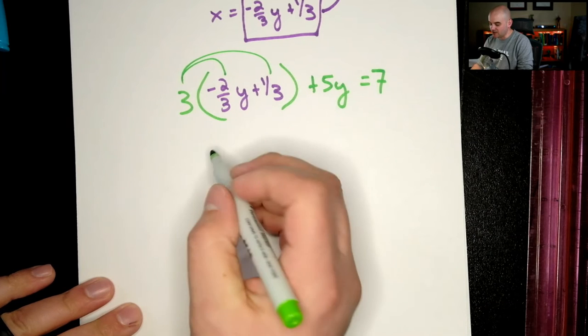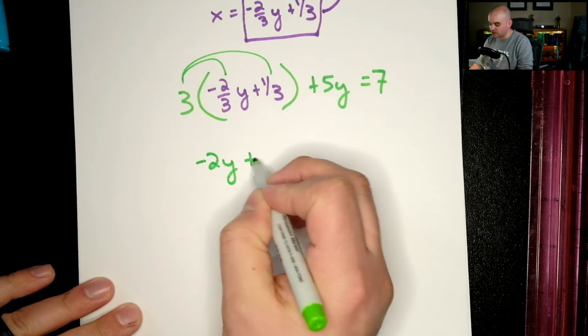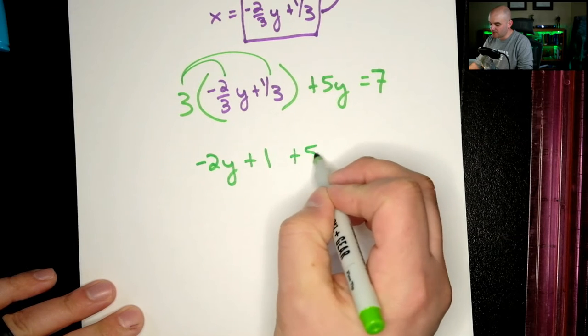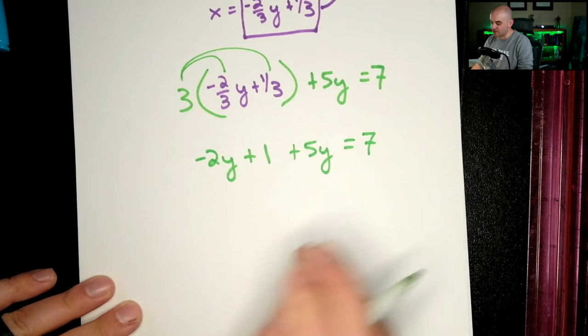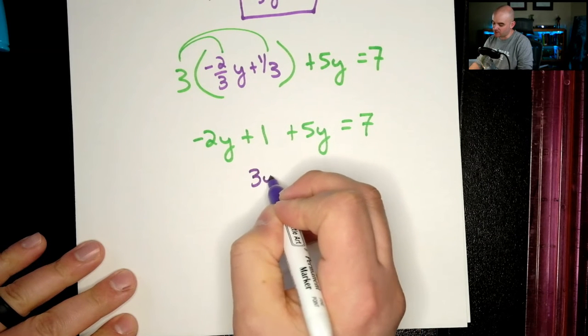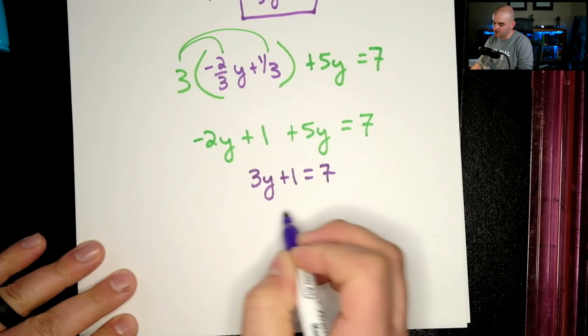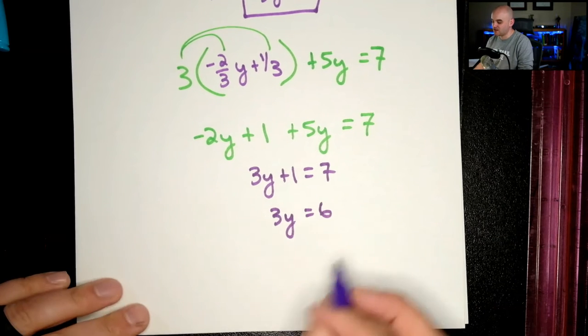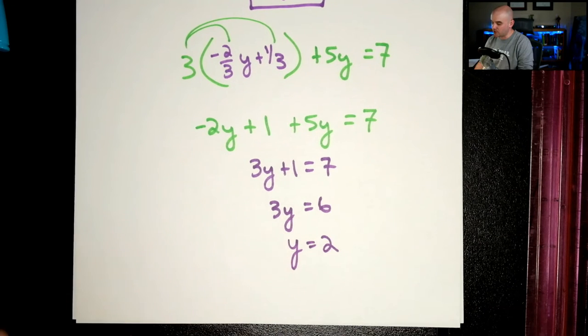So this gives me negative 2y plus 1. That's multiplying everything in there by 3. Plus 5y equals 7. Let's get those like terms together. I've got negative 2y and positive 5y. That gives me positive 3y plus 1 equals 7. 3y equals 6 when I subtract 1 from both sides. And then y is equal to 2. So that gives me my y value.